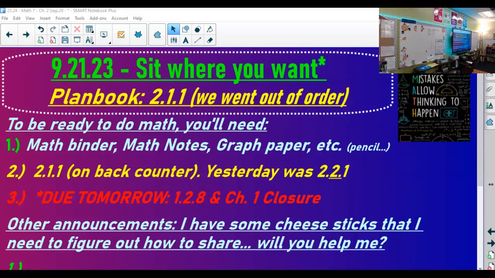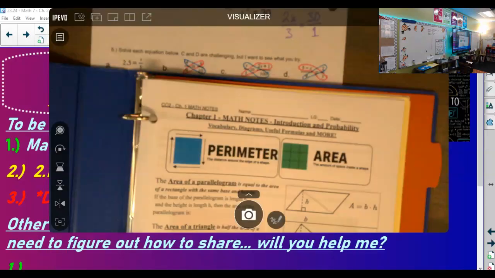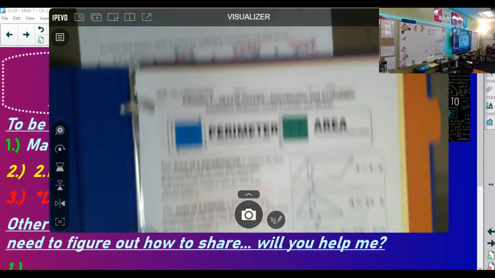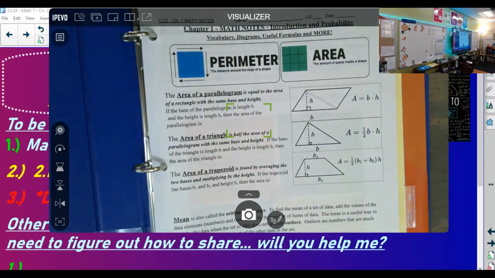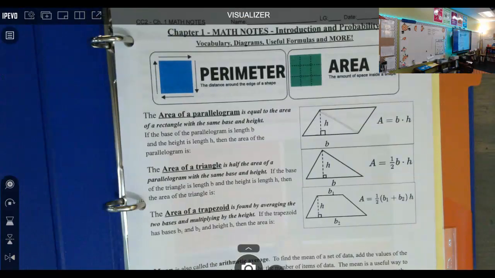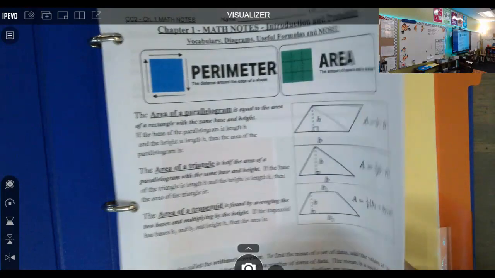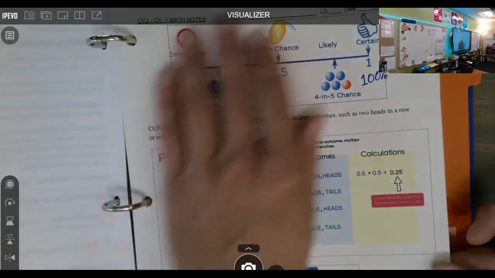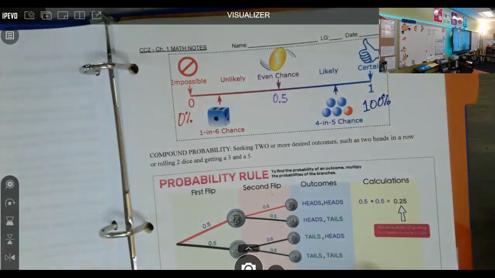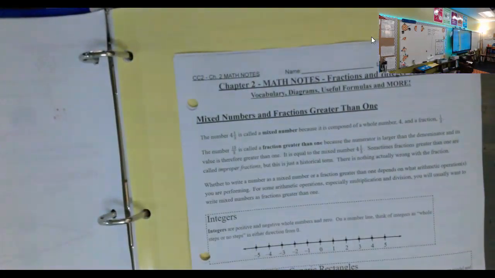Right, dear friends, here is my advice. When you open your math binder, you probably, hopefully, have your math 1 or your chapter 1 math notes. If I was you, I would just flip to the back of those where you had that final page about probability. And after that is where I would put your new chapter 2 math notes.